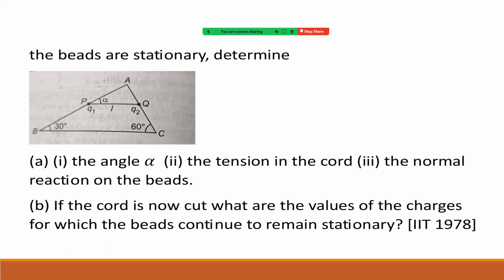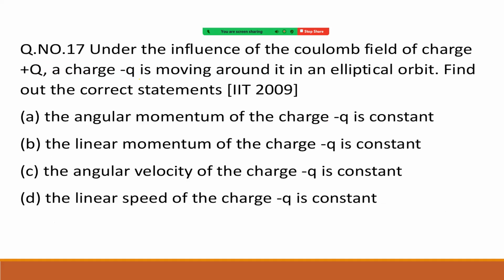Now see the next problem. Under the influence of the Coulomb field of charge plus q, a charge minus q is moving around it in an elliptical orbit. Find out the correct statements. This question was asked in 2009. See the options once.